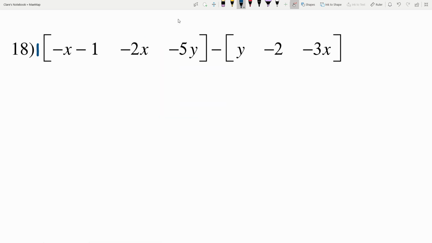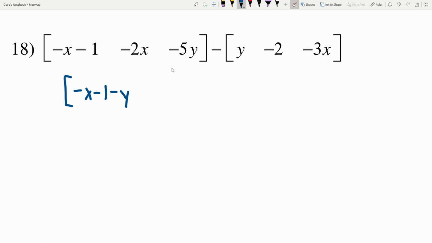Here we have one row by 3 columns, because this negative x minus 1 is one element, negative 2x is the second element, and negative 5y is that third element. So a 1 by 3, we're subtracting another 1 by 3. So we can go ahead and just do this subtraction out. And let's go ahead and do it in our heads. So we have negative x minus 1 minus y.